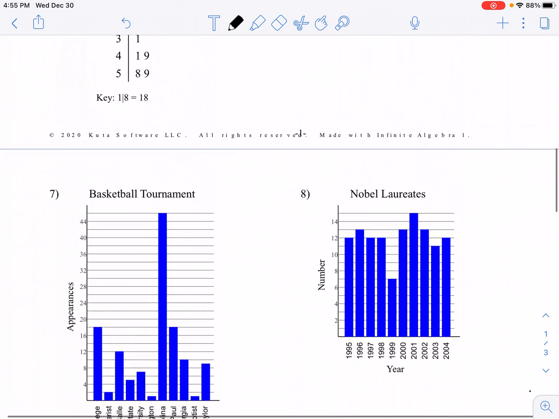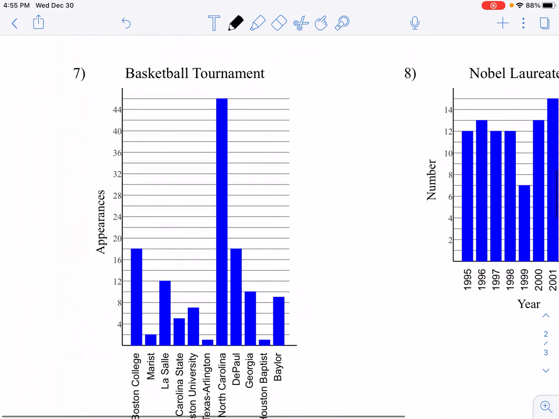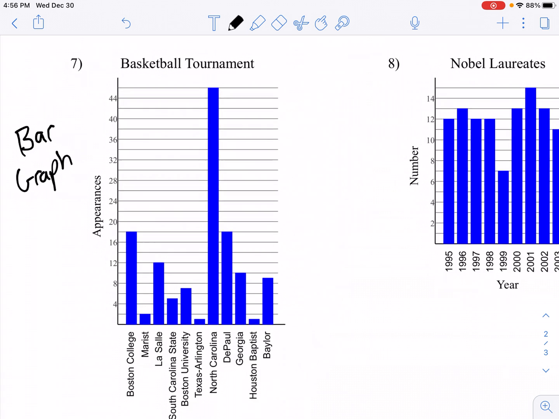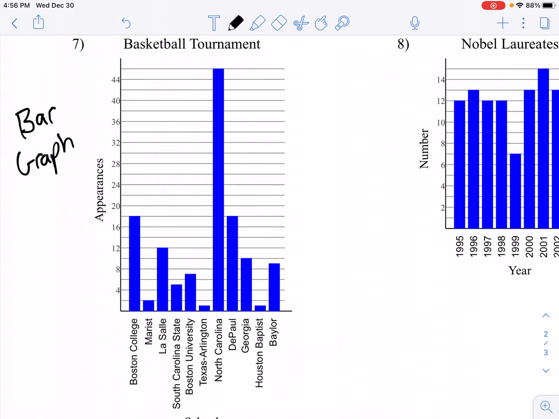Oh, yeah, the bar graphs, okay? So this is a bar graph. Okay, now you might notice, just because it's in the name, we have bars, okay? It has an x-axis and a y-axis, just like we're looking at a coordinate plane, but what this is used is to compare different things, okay? In this case, it's comparing a basketball tournament and the number of appearances these different teams make within the tournament.